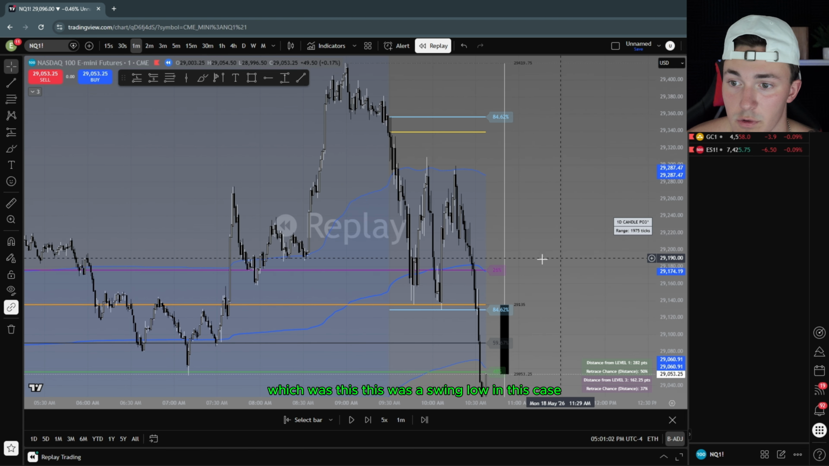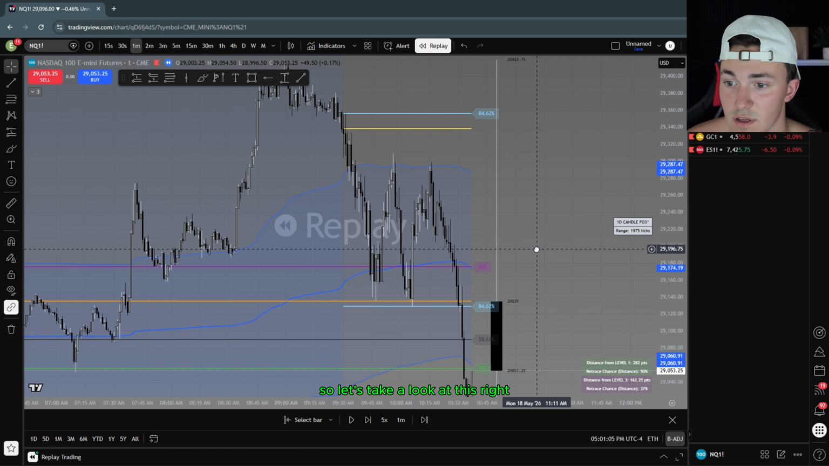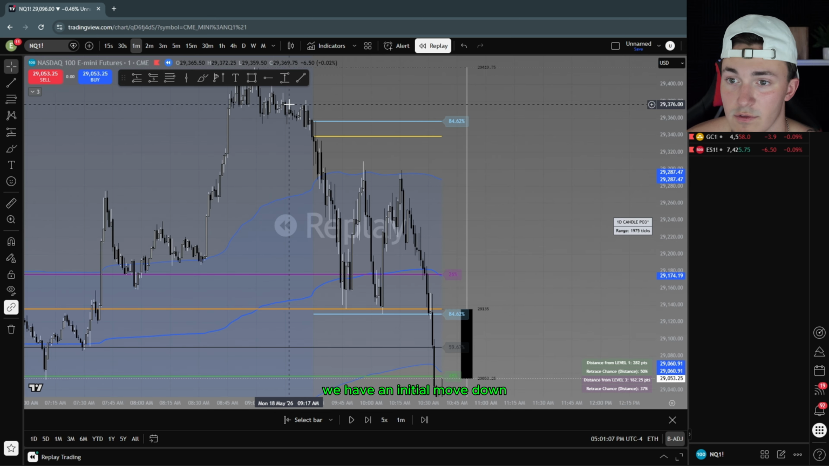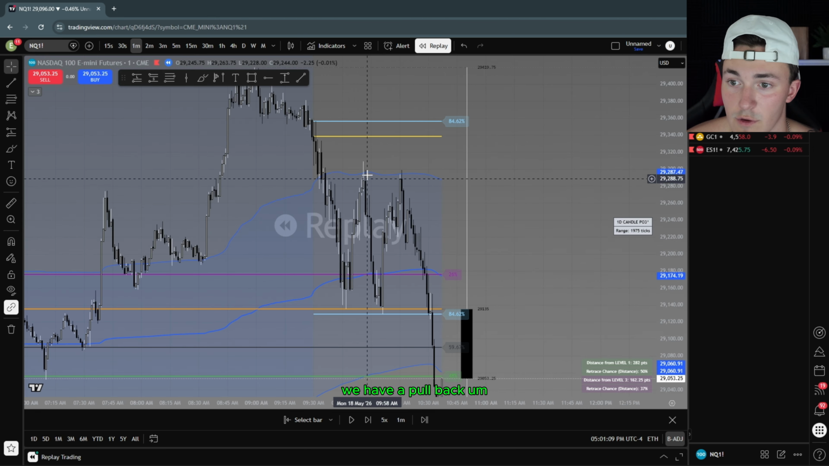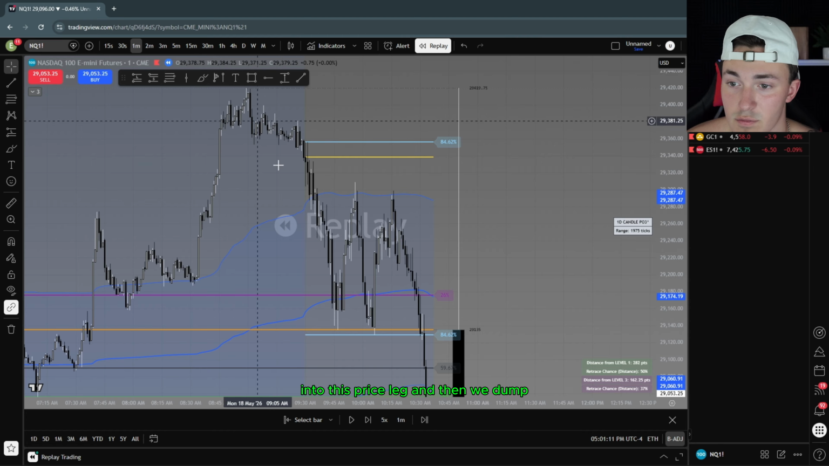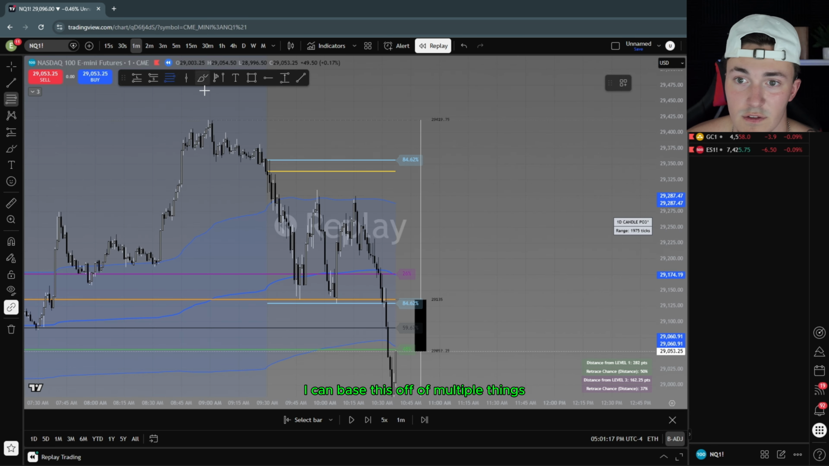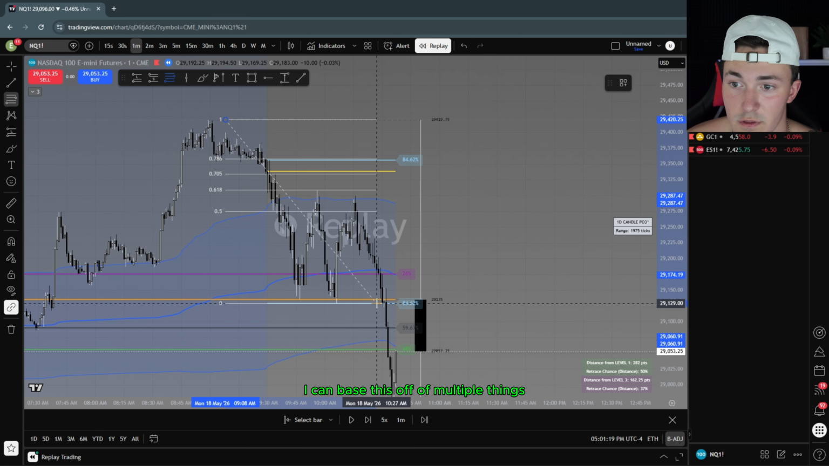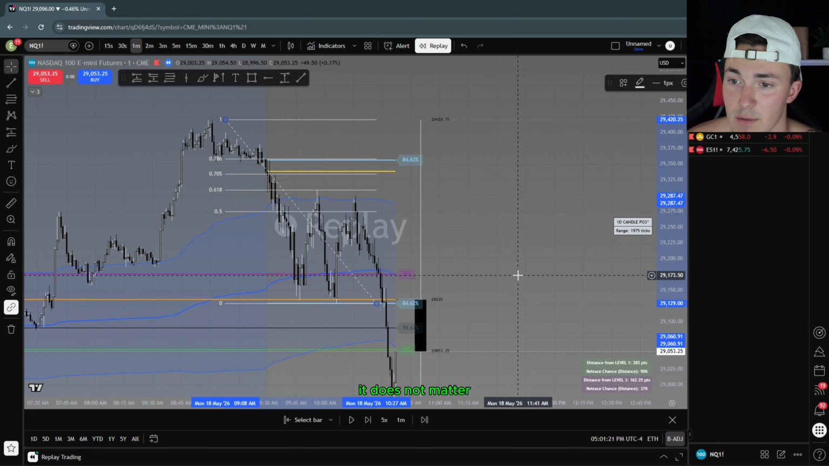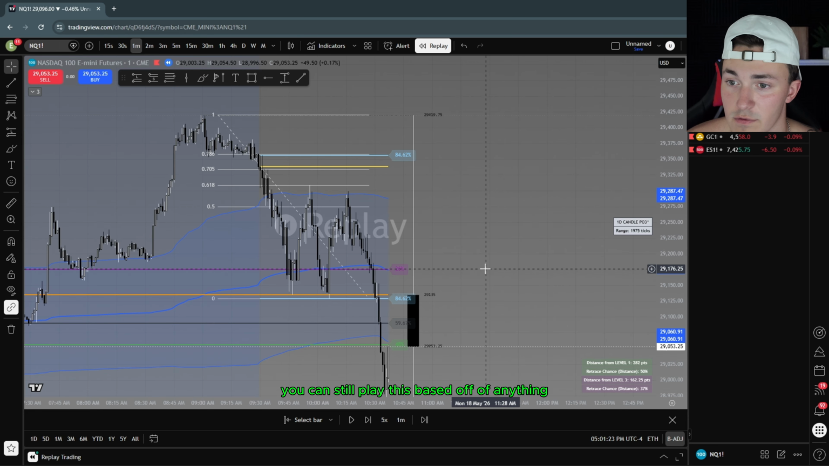This was a swing low in this case. So let's take a look at this, right? We have an initial move down, we have a pullback into this price leg, and then we dump. We take this low. We do the same thing here. So what can I base this off of? I can base this off of multiple things. Whatever strategy you use, it does not matter. You can still play this based off of anything, okay?